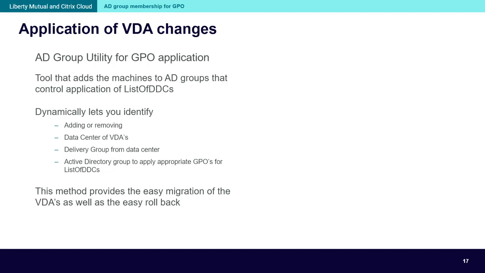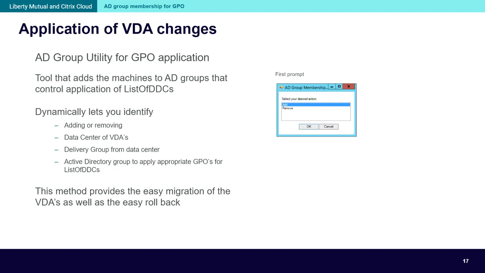Well, what I've done is I've got another PowerShell script that I run that adds these machines to an Active Directory group, which applies a new GPO that changes the list of DDCs. That new list of DDCs tells the machine, okay, quit registering with your DDCs, and you're now going to register with the cloud connectors on your next reboot.